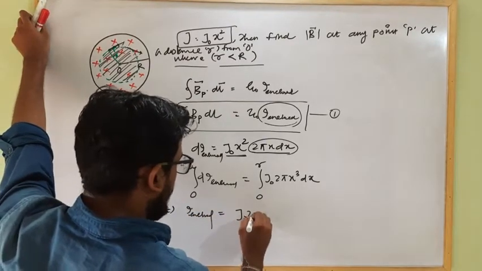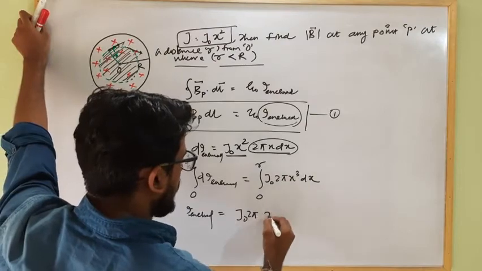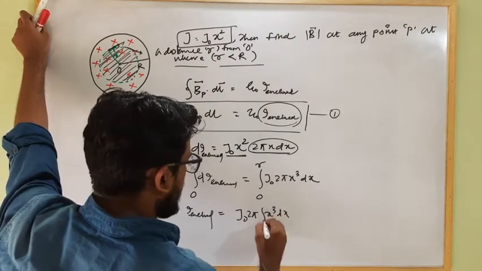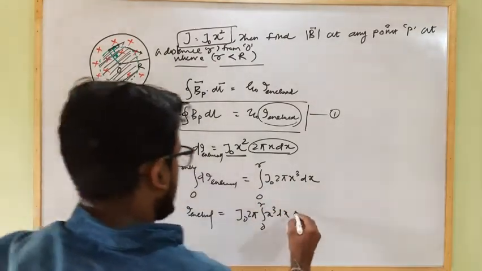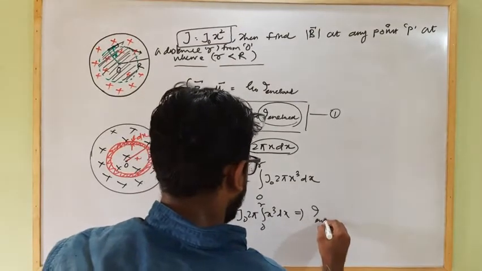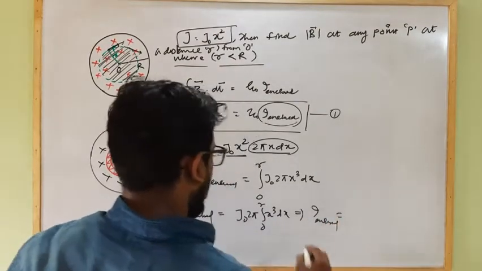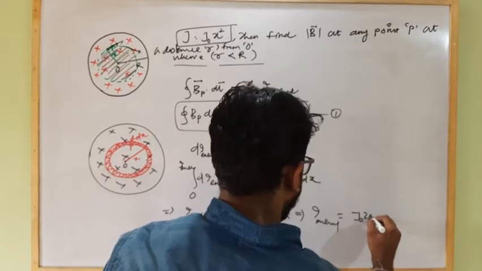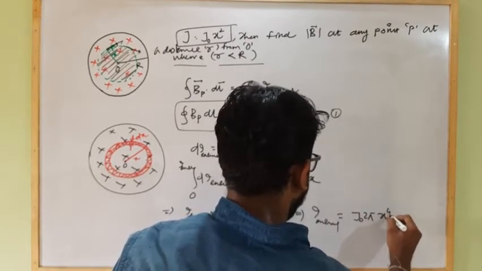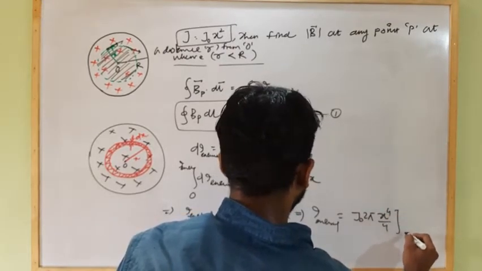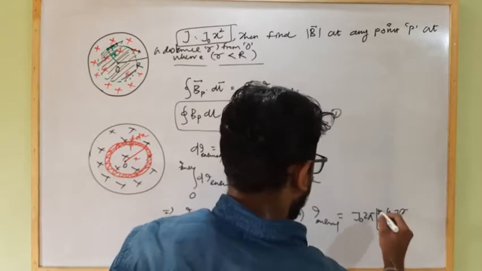J naught 2 pi and taking common x cube dx, integration 0 to r. So this implies I enclosed will be how much? J naught 2 pi x to the power 4 by 4, limit varies from 0 to r.